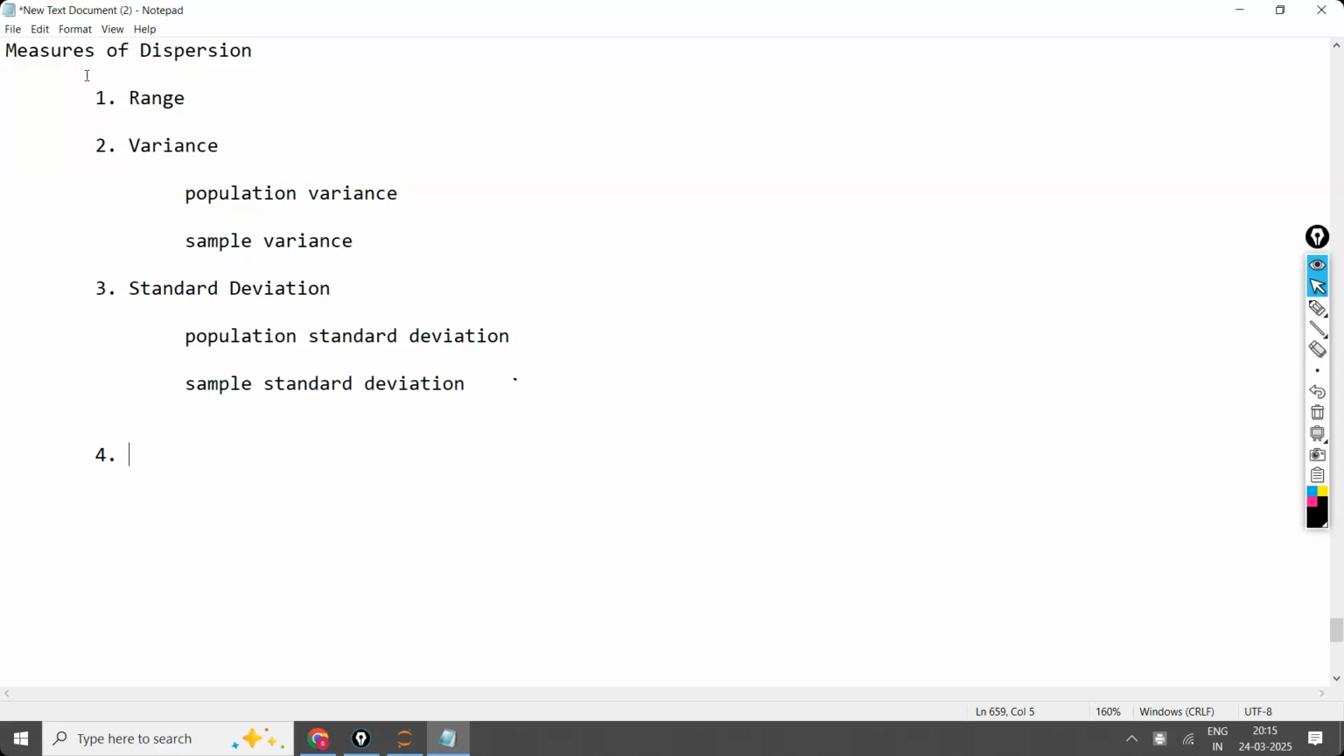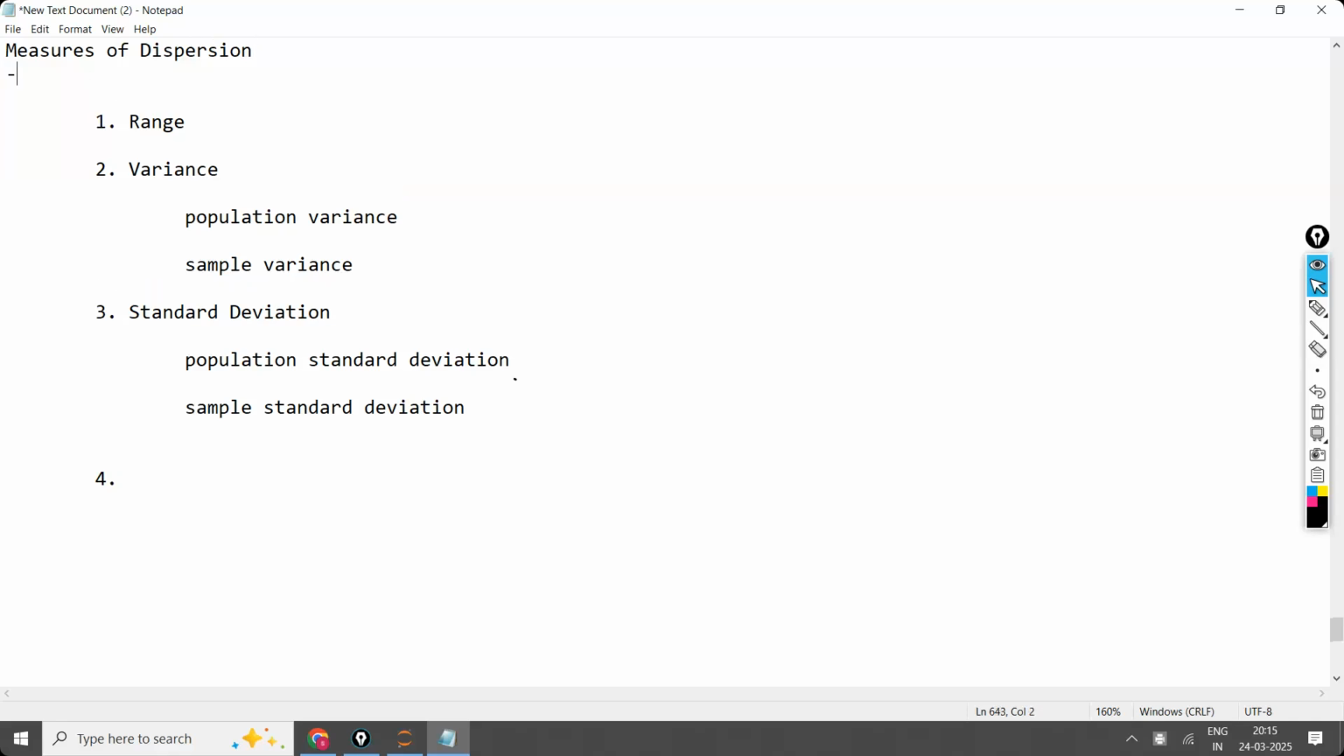Now, in the measures of dispersion, we have range, variance, standard deviation, and along with the standard deviation, the last one is called IQR, which is the interquartile range.